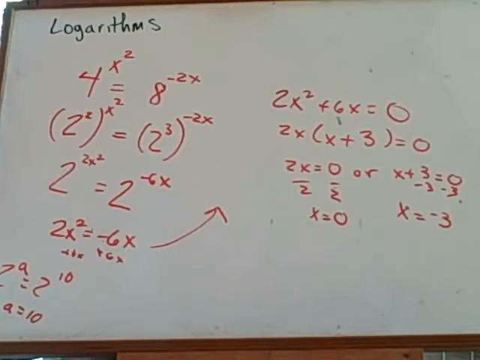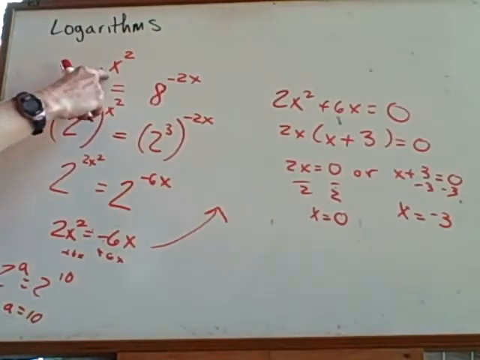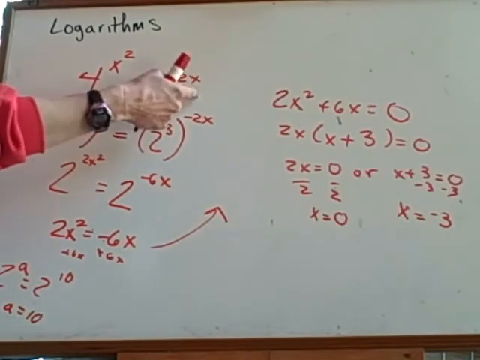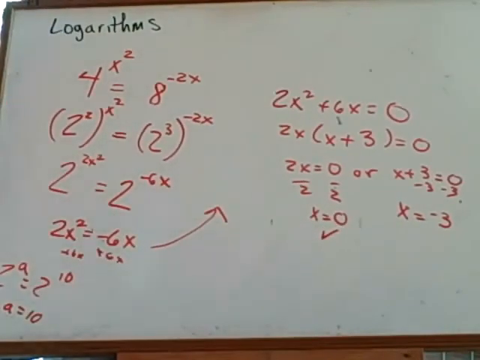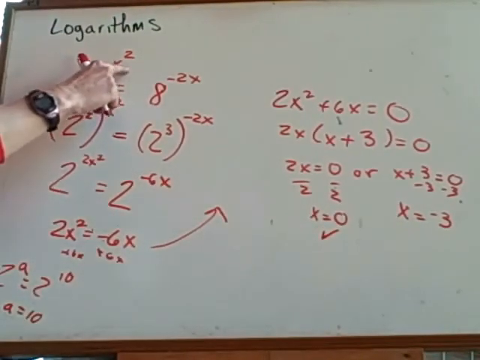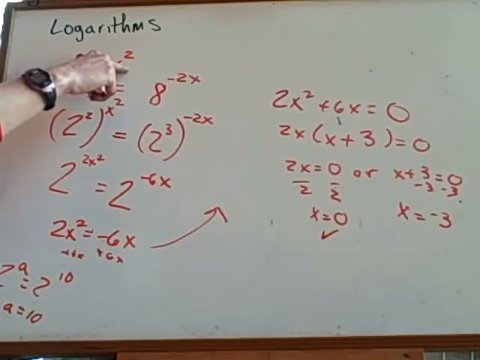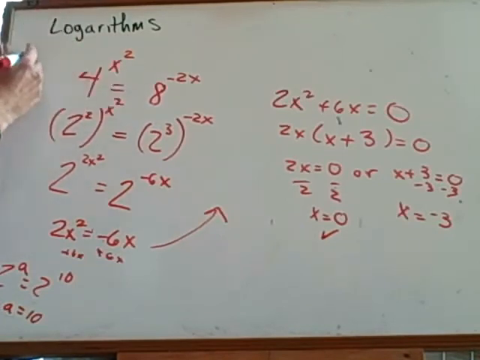And I think I could check those, right? So if I looked here, 0 squared would be 0, 4 to the 0 would be 1. 8 to the 0 would be 1, so this one works. Okay, let's look at negative 3. What's negative 3 times negative 3? 9? Yep. So that would end up being 4 to the 9th, or 2 to the 18th.